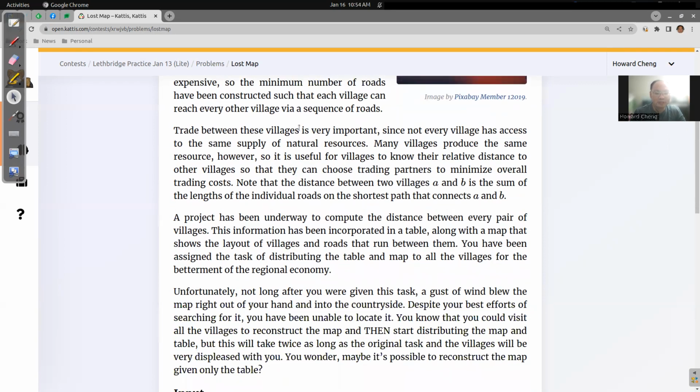Trade between these villages is very important, since not every village has access to the same supply of natural resources. Many villages produce the same resource, however, so it is useful for villages to know their relative distance to other villages so that they can choose trading partners to minimize overall trading costs. Note that the distance between two villages A and B is the sum of the lengths of the individual roads on the shortest path that connects A and B.